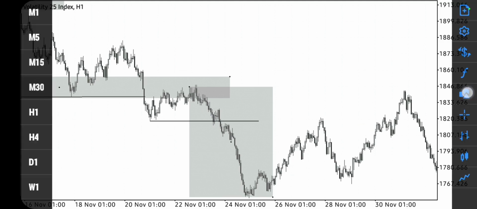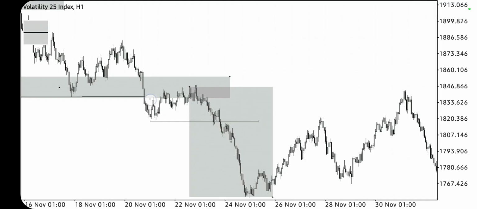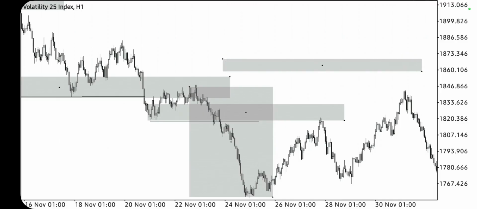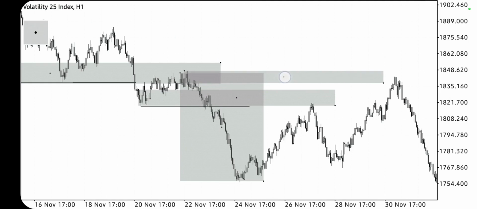So I am going to be marking out my secondary point of interest. Once I mark it out, this is my secondary point of interest here. And I have a primary point of interest here.